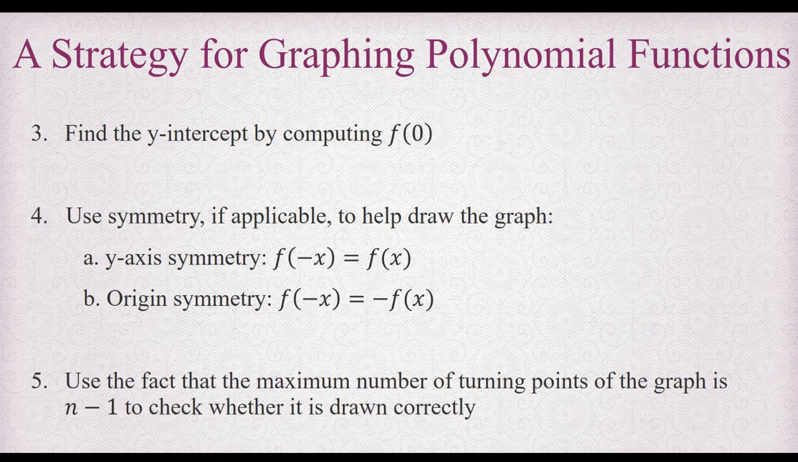And then we're going to use that last thing that we just talked about, which is turning points. We're going to use the fact that the maximum number of turning points of our graph is n minus 1 to double check whether or not we've drawn our picture correctly. Because if my exponent is 4, well, then I can't have any more than 3 spots where the graph is turning. If I end up with more than 3 spots that are turning, going from decreasing to increasing or vice versa, I know right away that I made a mistake when I was graphing.